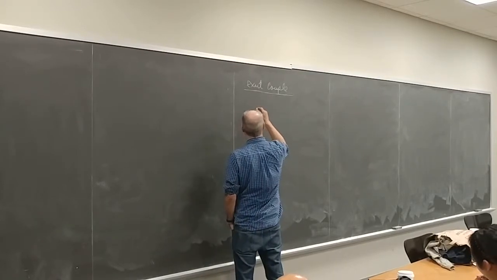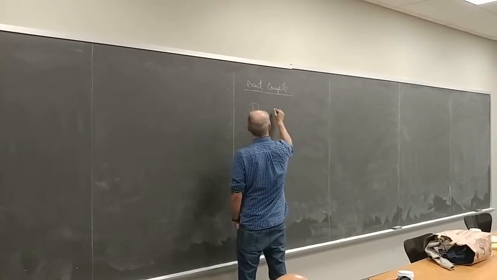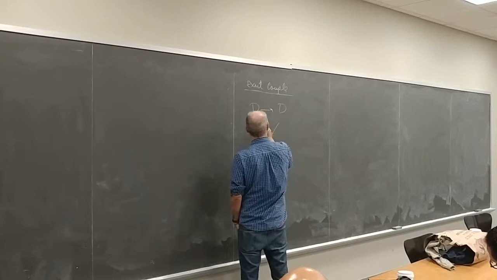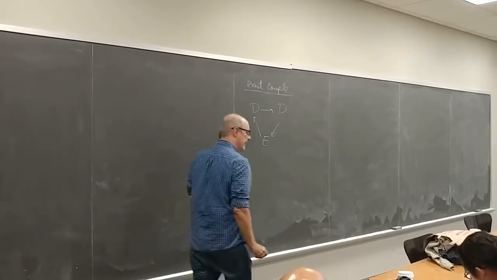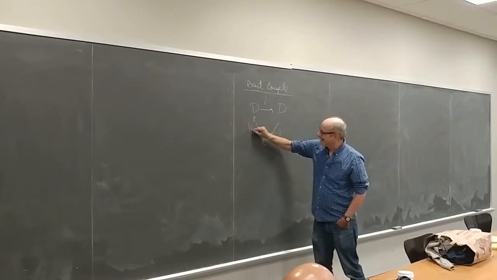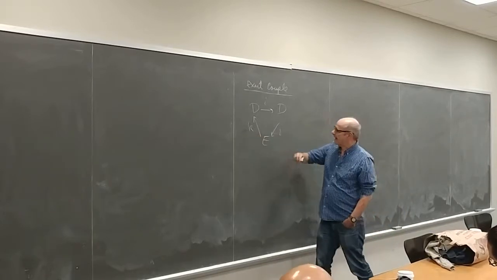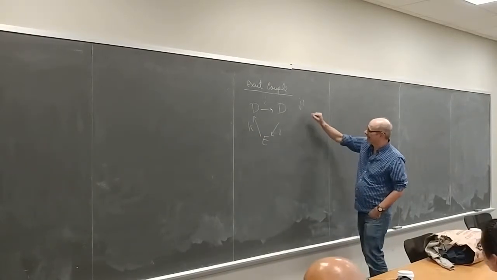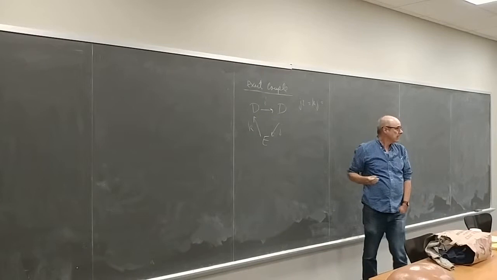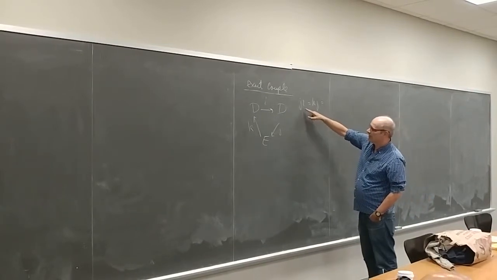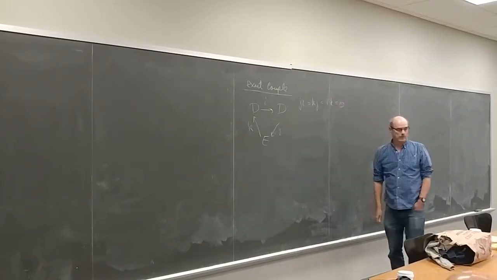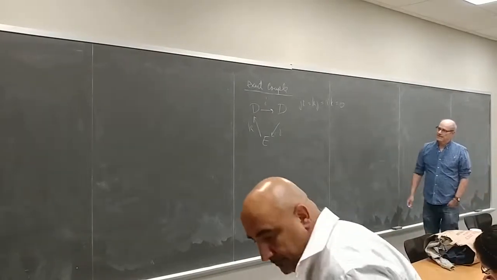Okay, so an exact couple is a diagram of abelian groups, like so. We have two abelian groups, D and E, and then we have three maps. I is an endomorphism of D, and then here's J, and here's K. And it's exact, meaning that I followed by J is the same thing as J followed by K, which is the same thing as K followed by I, which is 0.